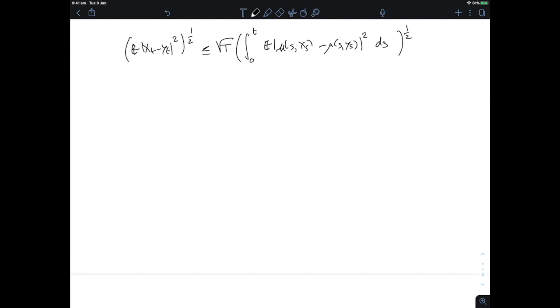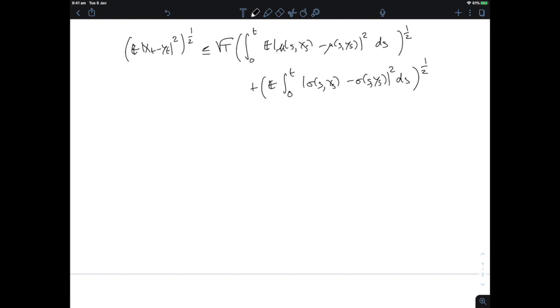And then the second term, after applying Cauchy-Schwarz and Ito isometry, is the expectation of the integral from 0 to t of (sigma s of Xs minus sigma s of Ys) squared ds. And all of that is raised to the power 1/2. Okay, so now we're going to estimate that.